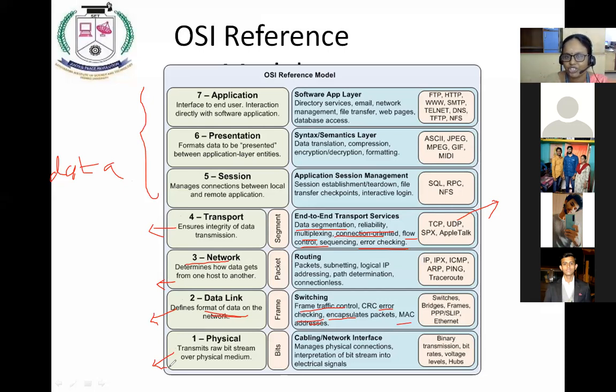Yes, shall I finish the OSI model here? Any doubt? Yes, ma'am. Okay, so I think we will go back to our syllabus.